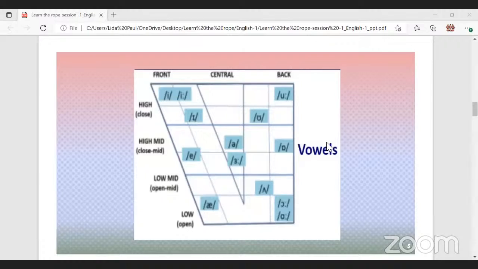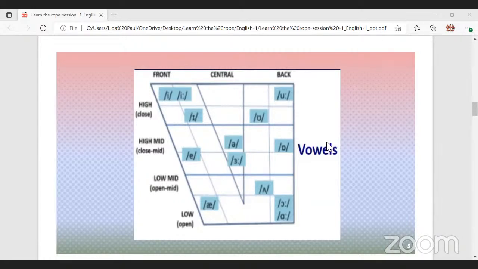Okay, high, mid, and low depending on the height of the tongue, and front, central, back depending on where your vowel sounds are formed: at the front of the mouth, the mid portion in the oral cavity, or in the back of the mouth. So the EE sounds will be called front vowels. Together, they can also be called the high front vowels.